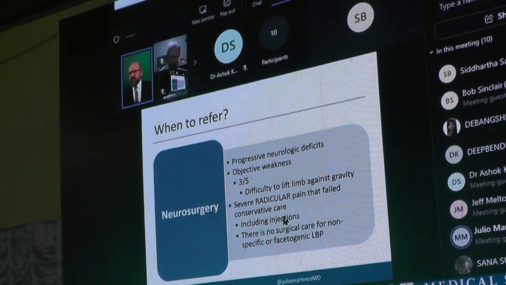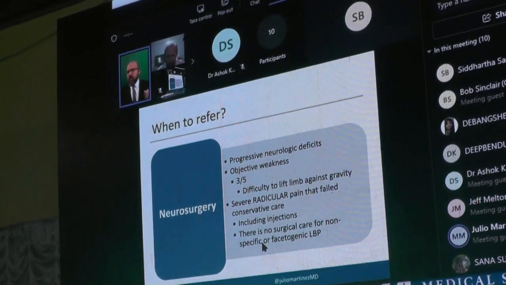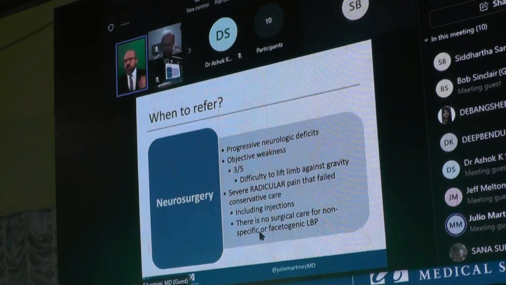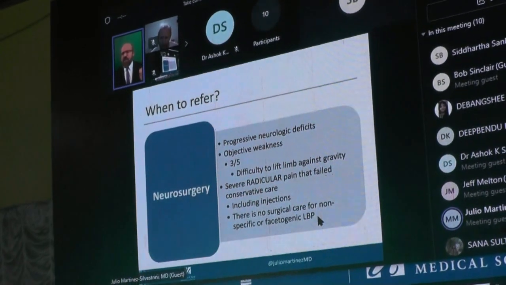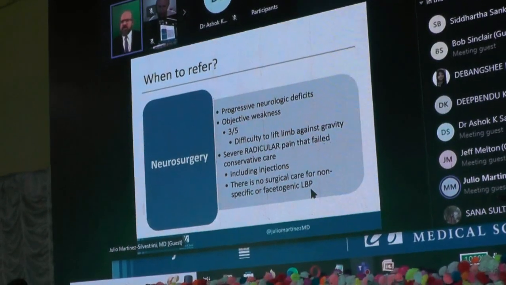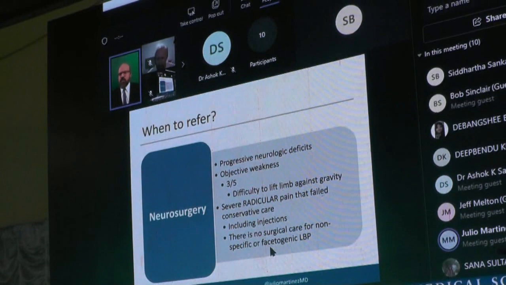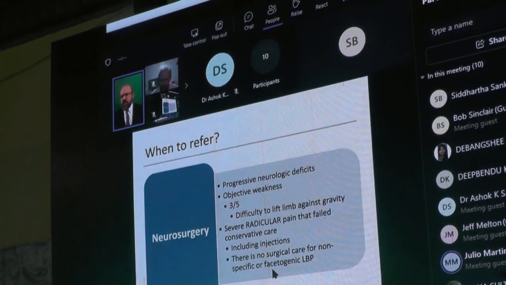Let's keep in mind that there is no surgery for non-specific or mechanical back pain. There is no surgery for facetogenic low back pain or facet joint arthritis. At this moment there is no surgery for this diagnosis. So these diagnoses are treated with conservative management or rehabilitation.